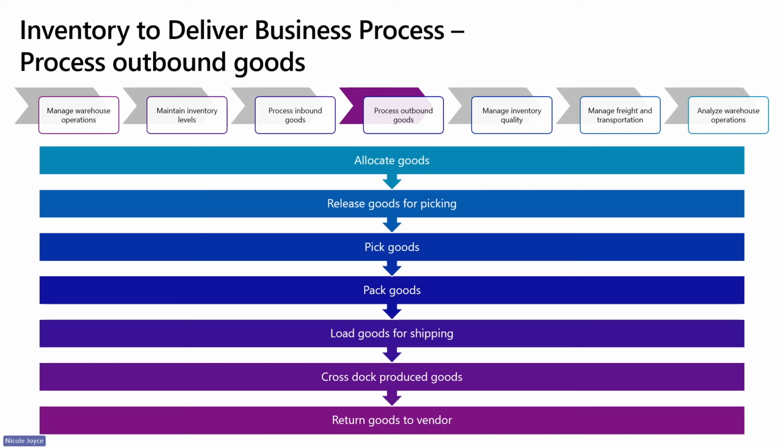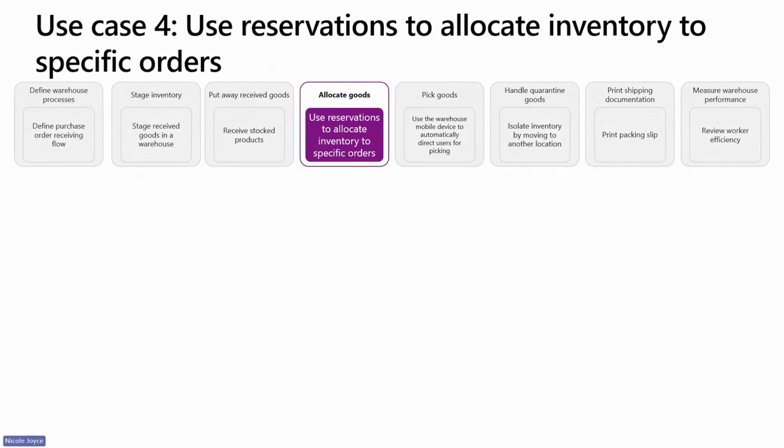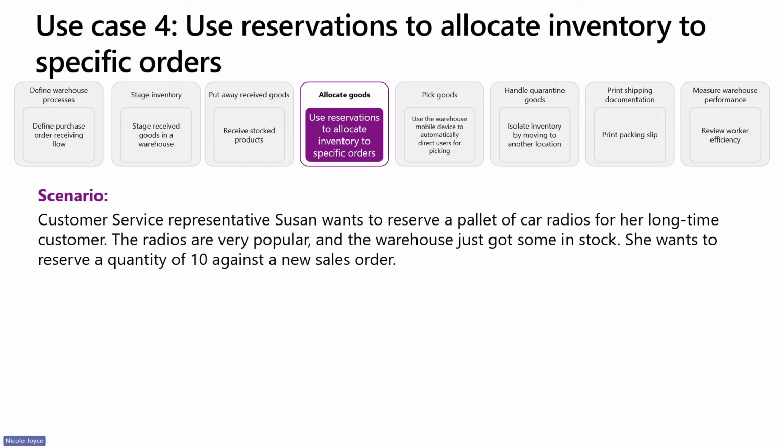So the level 4 scenario we're going to focus on here for use case number 4 is use reservations to allocate inventory to specific orders. So we're under that allocate goods business process. And again, we're using the scenario of use reservations to allocate inventory to specific orders.